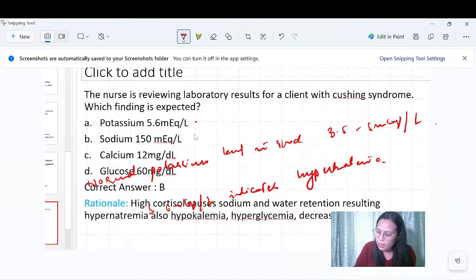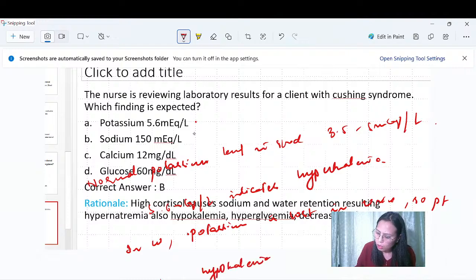In Cushing syndrome, potassium is lost in the urine, so the patients develop hypokalemia, not hyperkalemia.